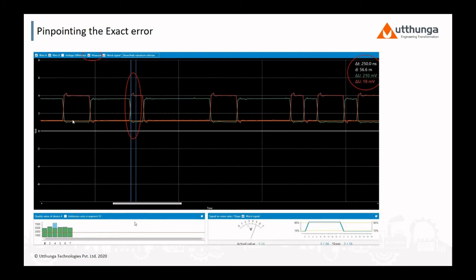Here you can see the noise level should be less than 150 millivolt, or preferably 75 millivolt as a PA. And the bias should be less than 50 millivolt, because the difference between the top and bottom signal should always be less than 50 millivolt.